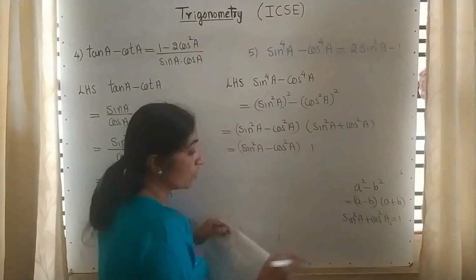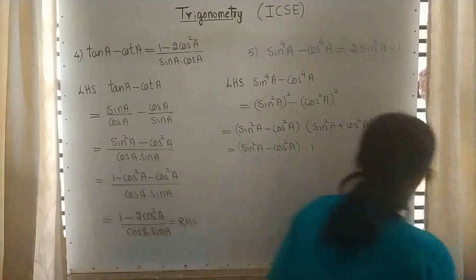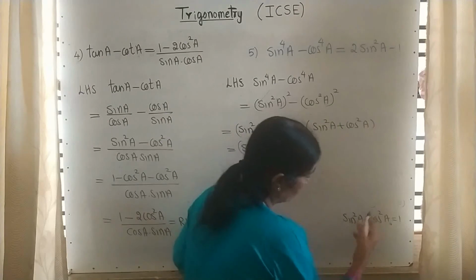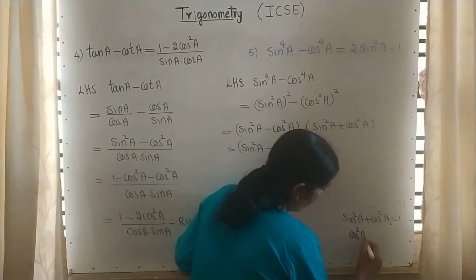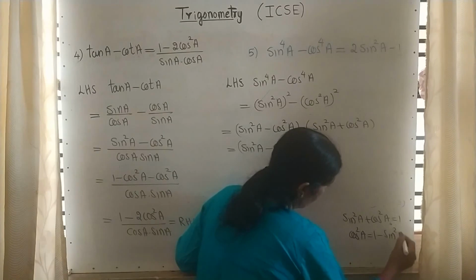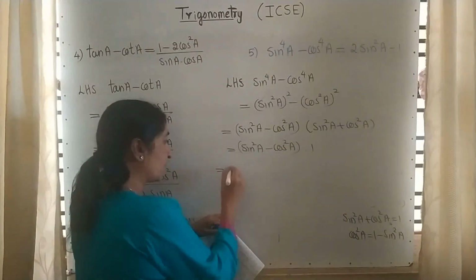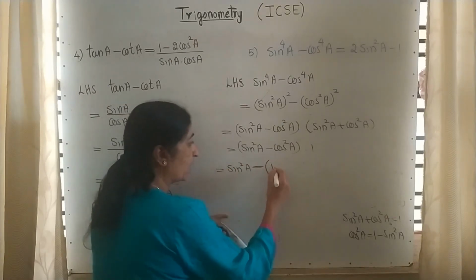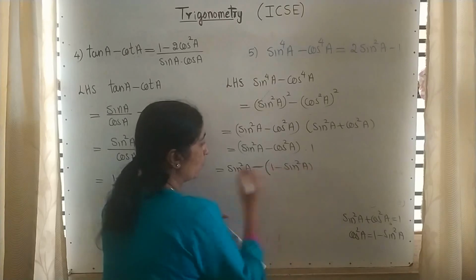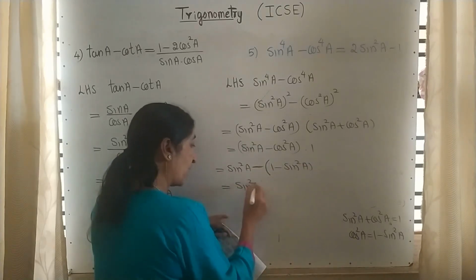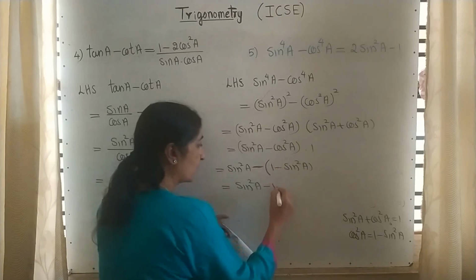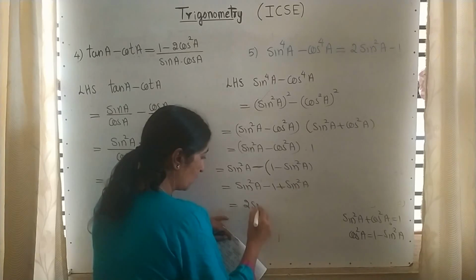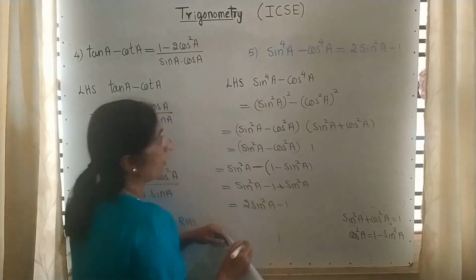Required answer is 2 sin square A. We don't want the cos square. So what is cos square A here? Cos square A is written as 1 minus sin square A. Keep this sin square A as it is, and outside minus, so write it in the bracket as 1 minus sin square A. Then remove the bracket and take minus inside the bracket. Minus into minus is plus. Sin square A plus sin square A is 2 sin square A minus 1.